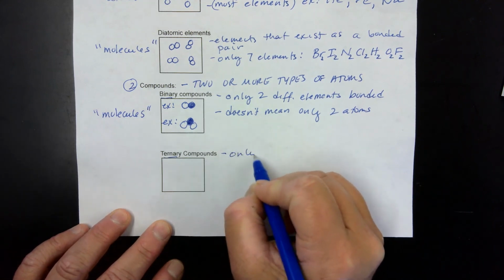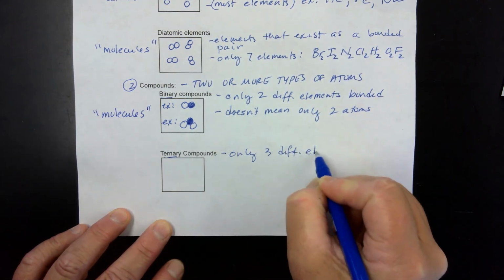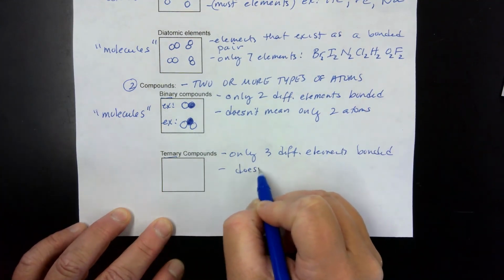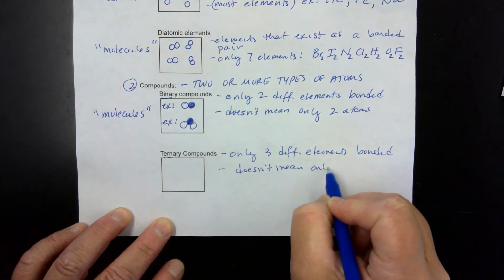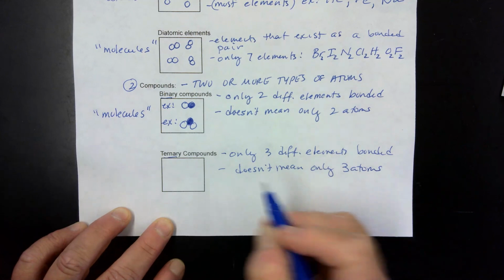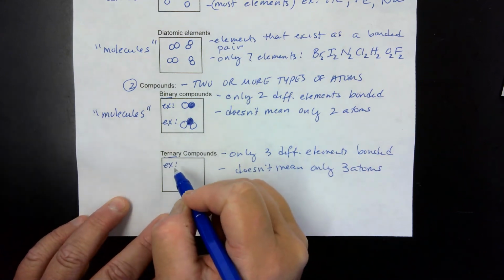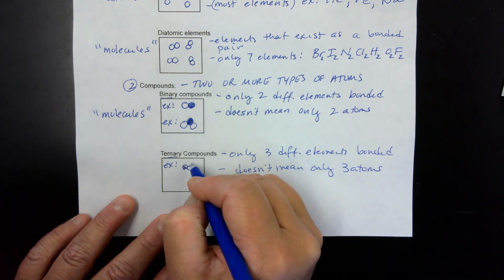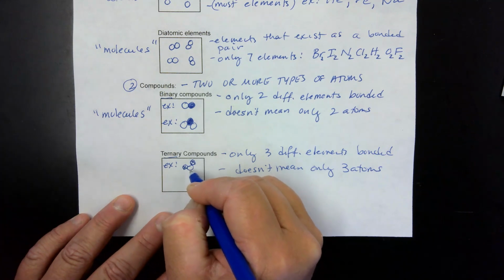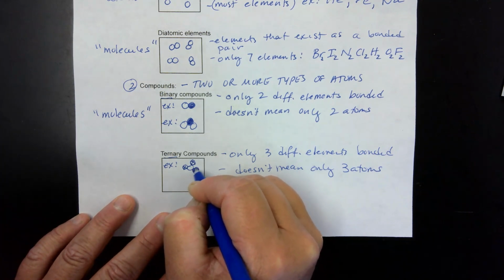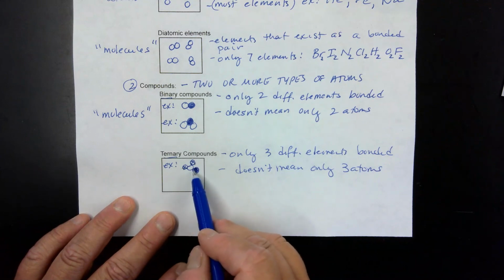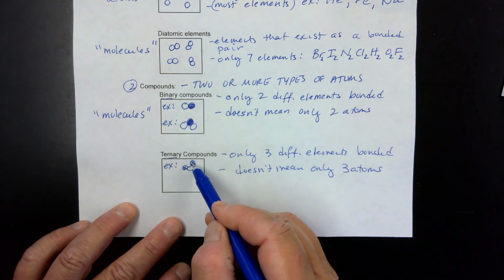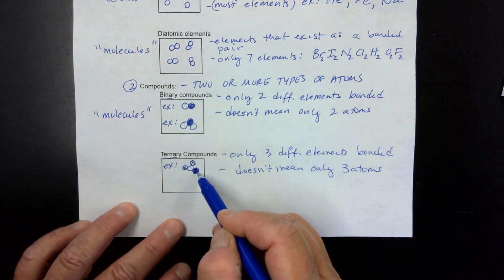Ternary compounds have only 3 different elements bonded. But it doesn't mean only 3 atoms. Okay, so for example, and this is kind of a small box, but let's go with an X in this circle, an X in this circle. We'll leave this one open, and then we'll draw another one like this. Okay, so 3 different types of symbols, even though there's 4 atoms stuck together here. That would be a ternary compound. Compound with an atom with X, atom that's open, and an atom that is colored in.